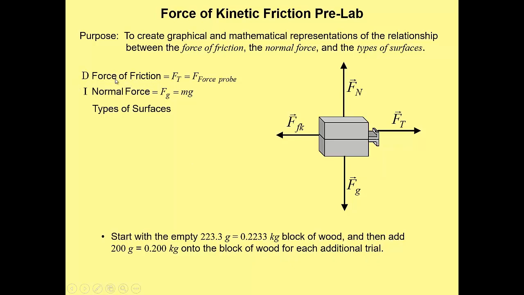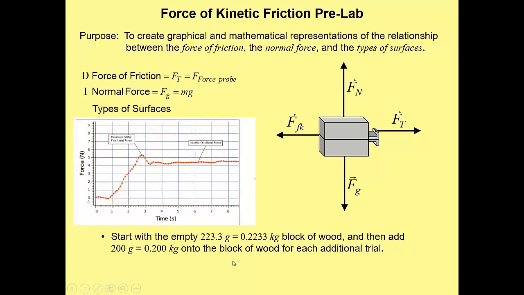Your force of friction will be our dependent variable, so when you're making a graph, it's going to be force of friction versus normal force. Force of friction on the vertical axis, normal force on the horizontal axis. Got to get them on the right axis, or you're inverting your slope. Types of surfaces, remember, we're looking at in class, and you'll see that in the post lab.